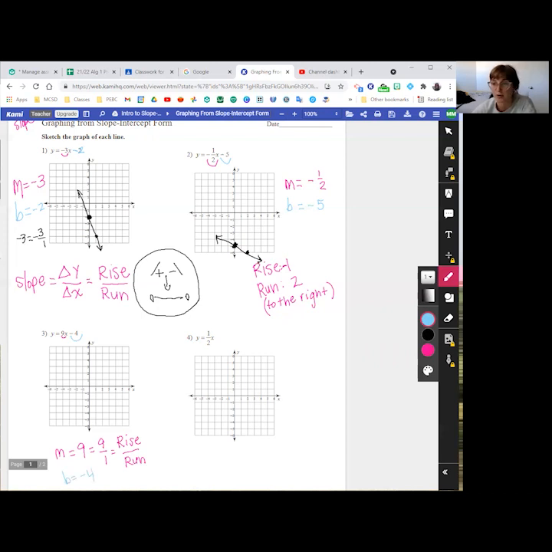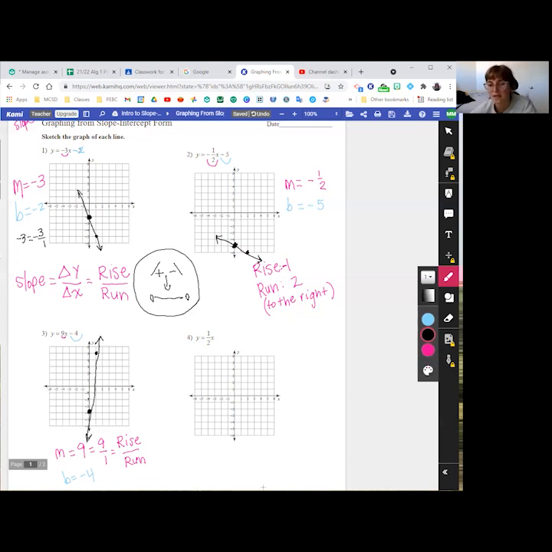So I'm ready to start my graph. I go to negative 4 on the y-axis, that's down here. And then I need to count up 9 and over 1. Remember, when I have a positive slope, I count up and then always run to the right. So going up 9 gives me 1, 2, 3, 4, 5, 6, 7, 8, 9. And then to the right 1 is right here. And then all that's left is I need to connect my 2 points together and I have my line.